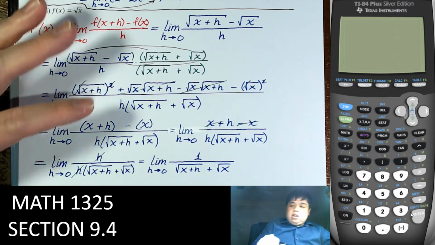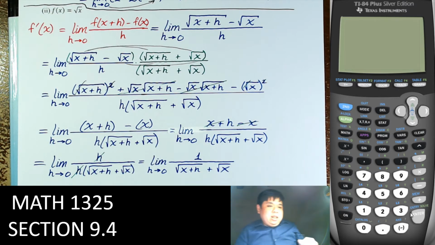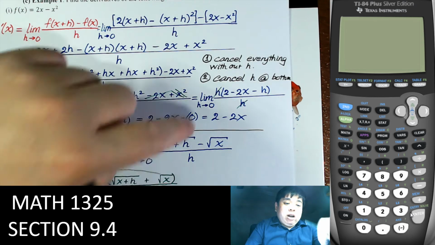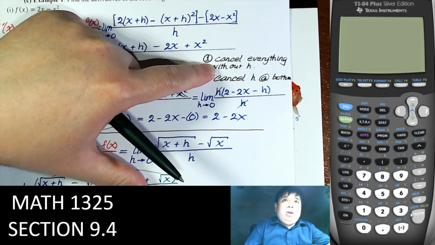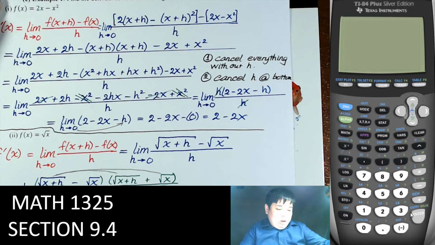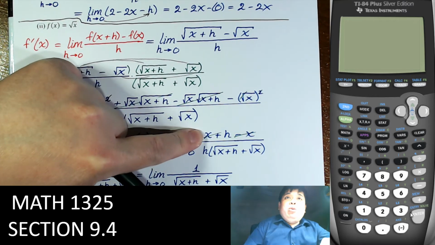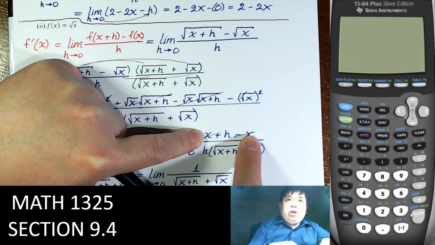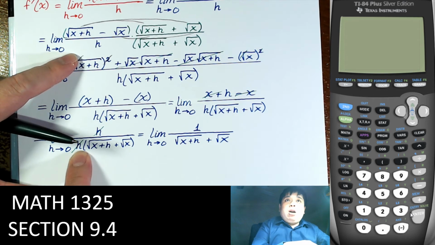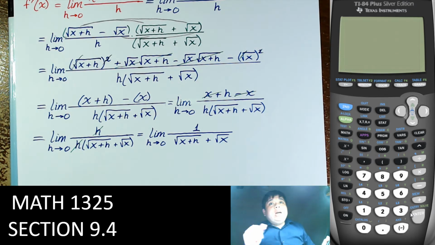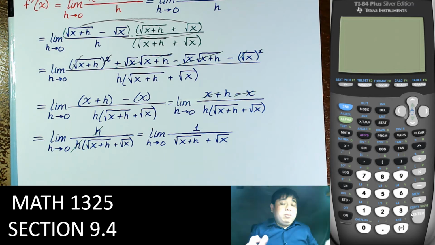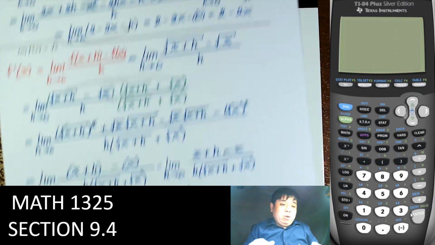Right, let's stop and see what we compare to what we did earlier. Remember there are 2 steps, right? Cancel everything without an h, and then cancel the h at the bottom. So did we have that? Here we cancel everything without an h, and then we cancel the h at the bottom. So like I said, most of the problems, if we've done it correctly, not all, we should have those 2 steps.